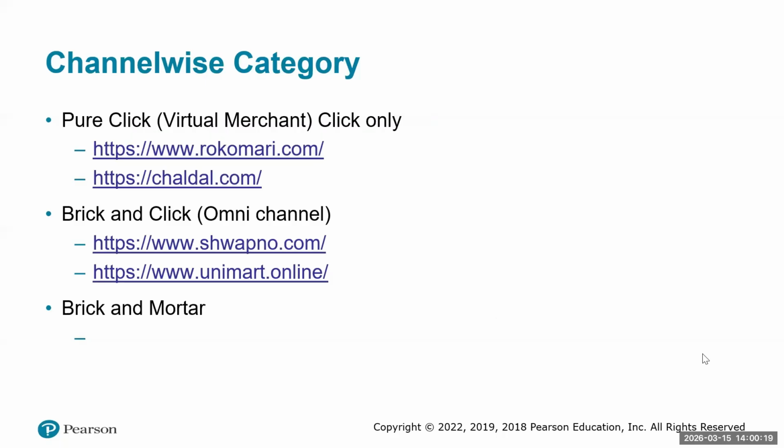Now, for rokomari.com and chaldal.com, where do you go to actually visit the store? Do you have a store to visit for rokomari and chaldal? No, sir. And that's why we call them pure click. That means they are only available online. Sometimes in America, they call them virtual merchants. Or some people simply call them click only. That means they are only available online, nothing else. But for Shopno, you have already told me that you can visit the store or you can browse the online store. And that's why we call them brick and click. Brick stands for the physical store and click stands for the online store. And because they're using all channels possible, we also call them omni-channel.